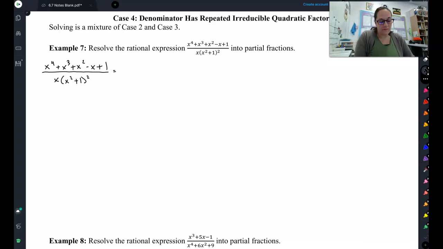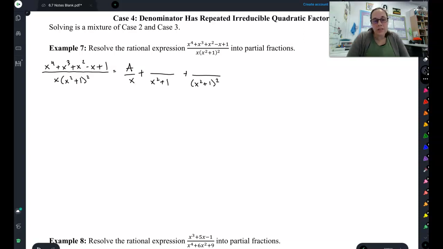Let's deal with the x first. That gets its own letter. Ax, that's my first factor. Plus, now I have a repeated factor, which means the first one's going to be alone, and the second one's going to be squared, just like we did when we did repeated factors. However, because this is an x squared, this top is a bx plus c. And because this is an x squared, this is a dx plus e.